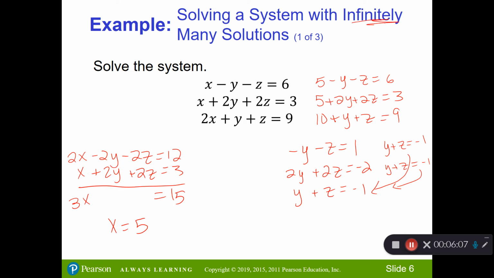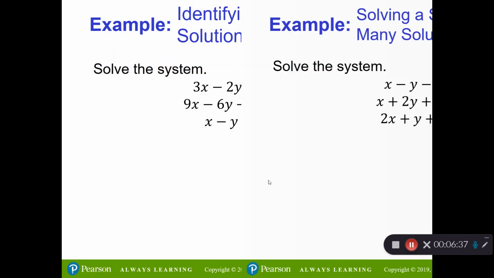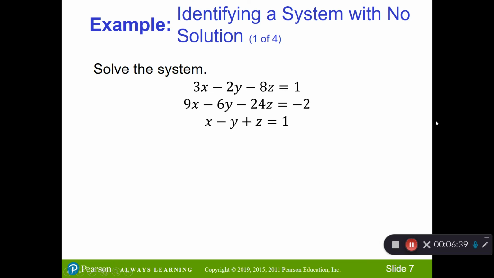This one has infinitely many solutions because I end up with just a statement between the two variables. So I can say y would be equal to negative z minus 1. So then the ordered triple where x is 5, y is negative z minus 1, and z can be anything, solves all 3 equations. There are infinitely many solutions. This is the formula to find them. All right, let's solve this one.